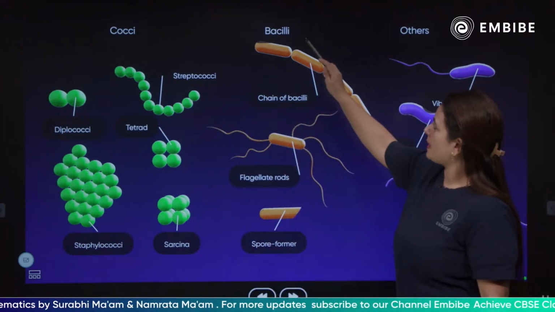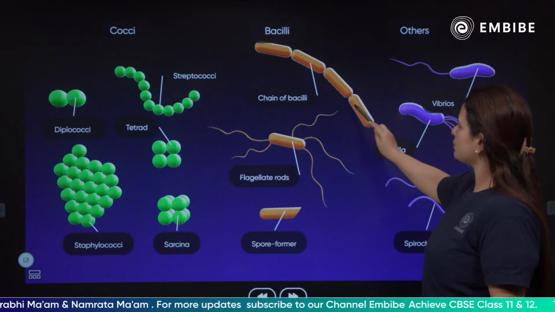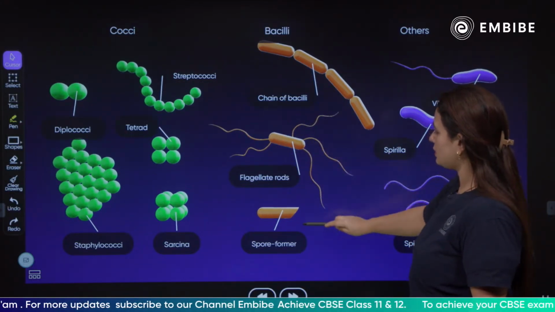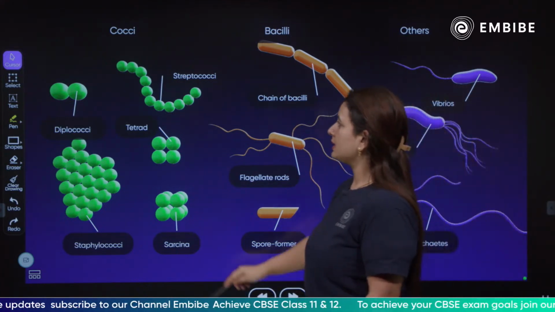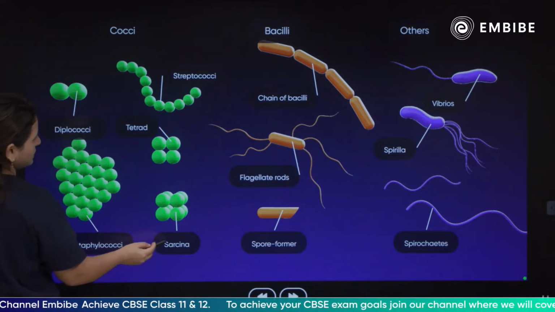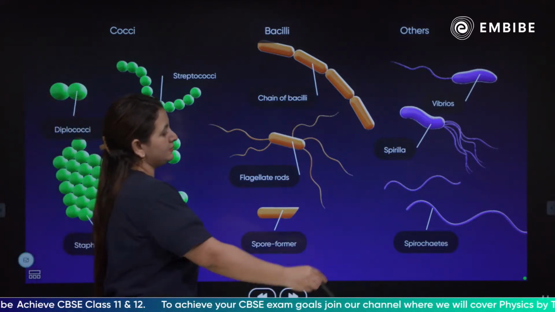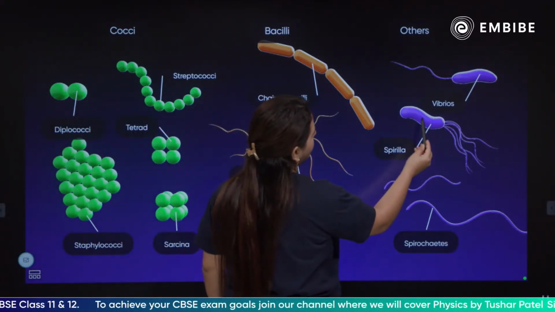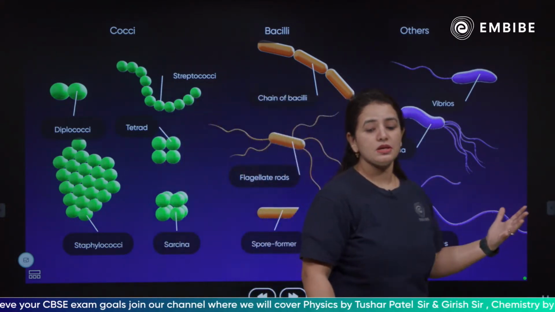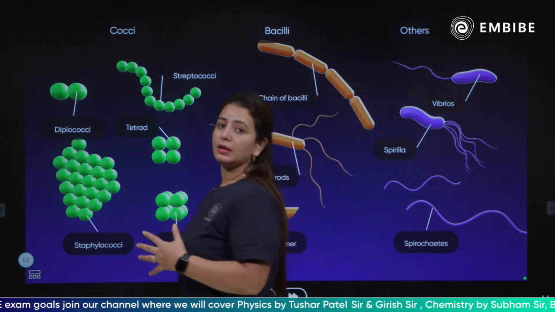This is bacilli. This is how it looks like. Can you see? This is a chain of bacilli. This is a bacilli with the flagellated rods. This is a spore former. Can you see? These are the cocci. These are diplo, tetrad, staphylo, sarcinia. These are spiral shaped, the spirilla with the flagellate and others. So, these are the different shapes existing in the whole bacteria.